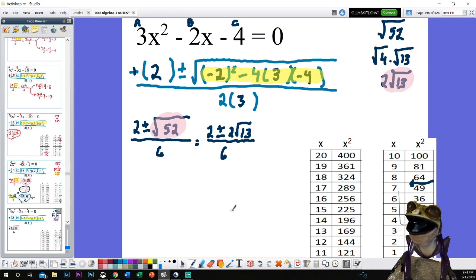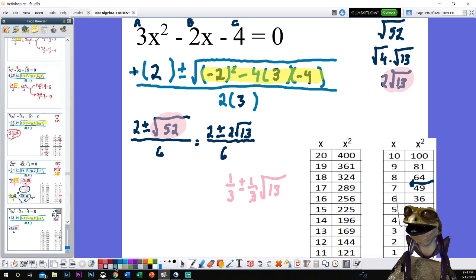Now, depending on what you like to do, you can do the heart method. If you did the heart method, 2 over 6 gives me 1 over 3. 2 over 6 gives me 1 over 3 again. And you copy the square root of 13. You could do it that way.